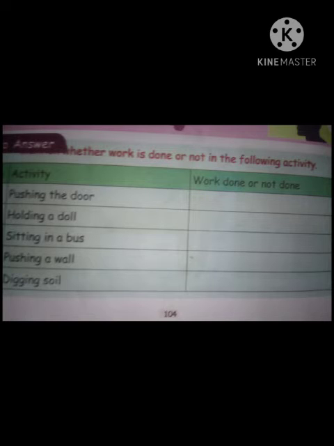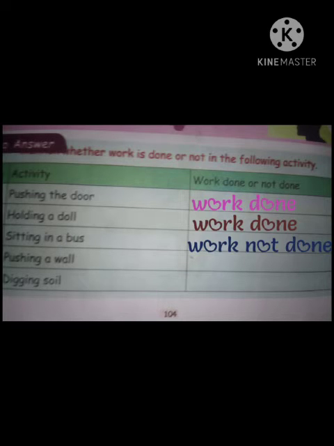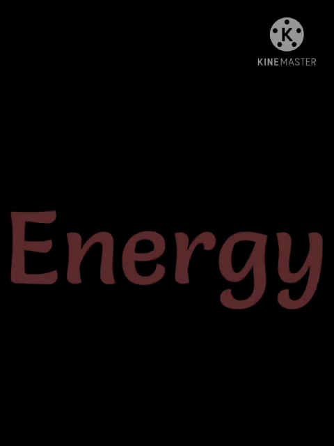Pushing the door, work done. Holding a doll, work done. Sitting in a bus, here work is not done. Pushing a wall, force is applied but it cannot move. So work is not done. Digging soil, yes, work is done.